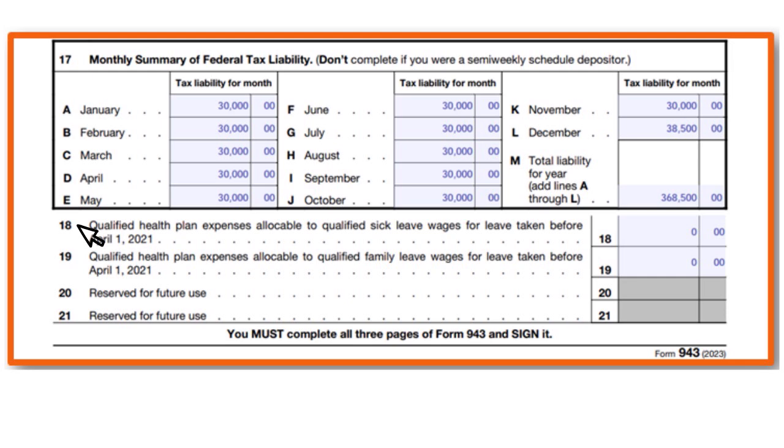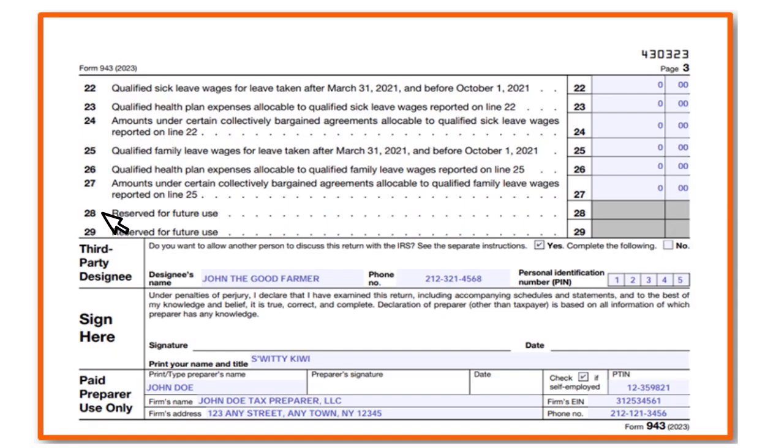Next, line 22 all the way through line 28. We're going to put this on the screen so you have a clear idea. Those lines do not apply to our specific agricultural entity. If they do apply to you, please fill out the form. If you have any questions, please let us know in the comment section, and one of our team members will get back to you, okay?